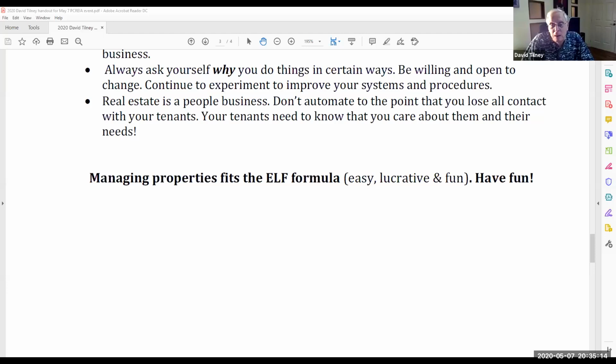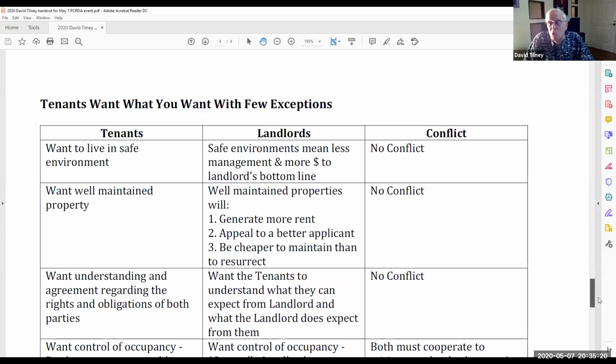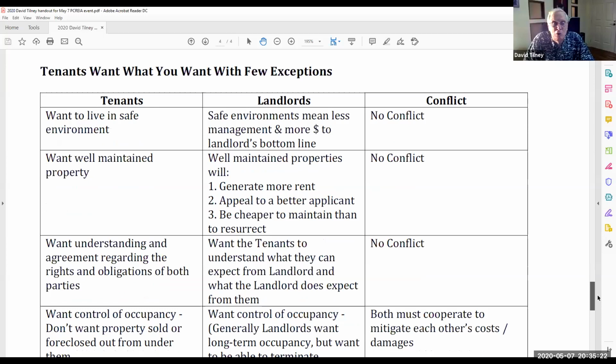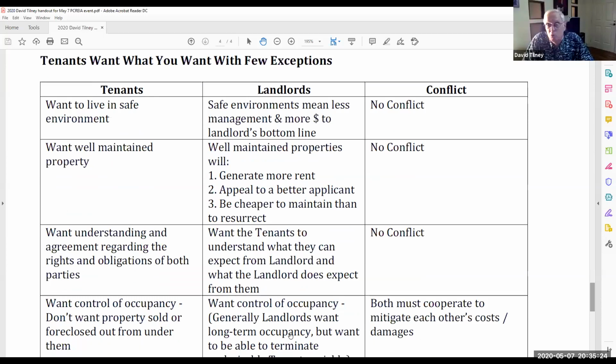The last page on this talk, I've gotten my thoughts as to how tenants want exactly what you want, with very few exceptions. Tenants want to live in a safe environment. My gosh, I want a safe environment too. I don't want to be in a war zone. I don't want my wife to have to go to a property at some strange hour and have a potential problem. There's no conflict there.